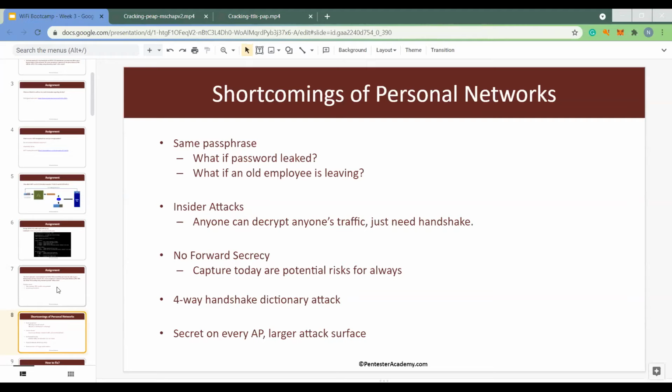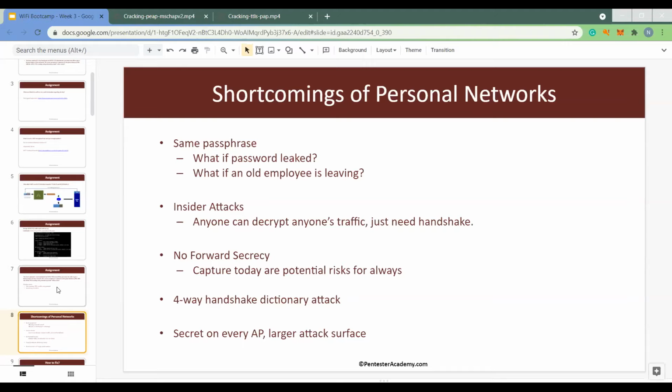So suppose for 2 years we were capturing all the data that is being exchanged between the clients and the access points using a WPA2-PSK network. After 2 years, suppose we were able to crack the passphrase, and now we have the right passphrase for that network. Now the issue is that even when we get this passphrase 2 years later, we will still be able to decrypt all the traffic that we have captured for these 2 years. So that is the problem here, right? You don't want that.